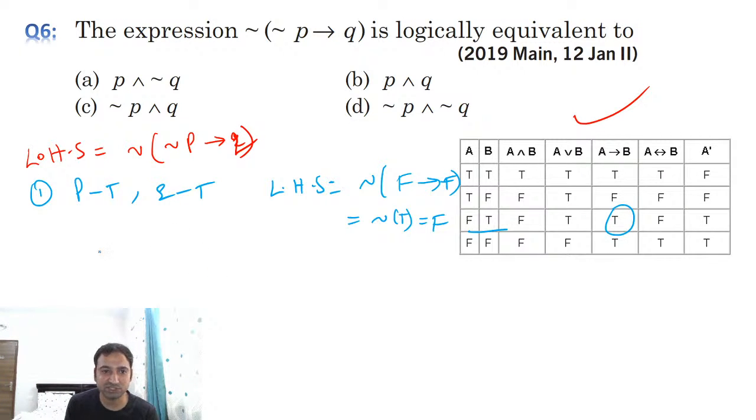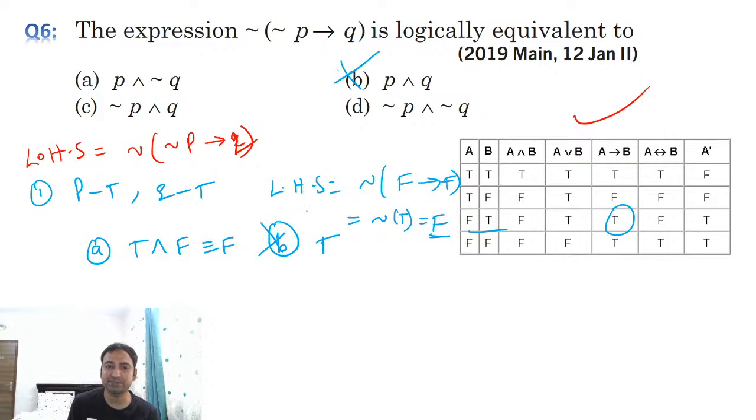Okay, let's verify the first option, guys. First option is true and false. True and false is what, guys? False only. So first option is fine. What about the second option? Second option is true and true, which is true. But we need to get false. So second option got eliminated, guys. Second option is not satisfying it.